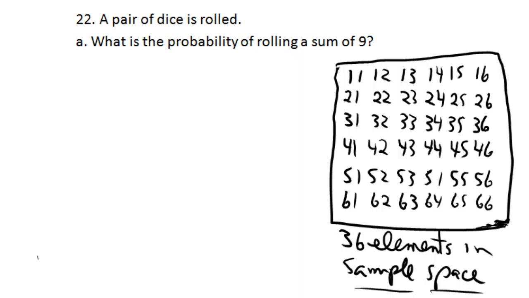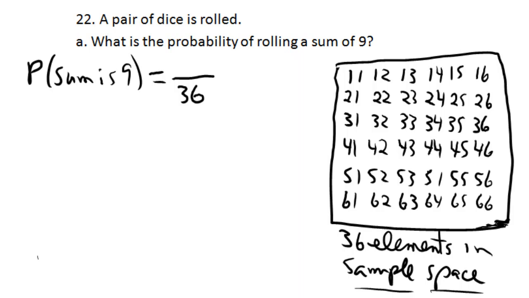So you can see there are 36 equally likely elements in the sample space, and we want to know the probability of rolling a sum of 9. By the basic probability principle, the probability that the sum is 9 is the number of ways to get a 9 divided by the total number of ways to get any sum. Because there are 36 equally likely elements in the sample space, I know the denominator is 36.